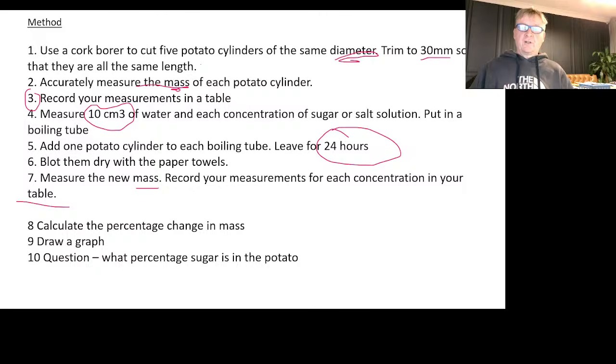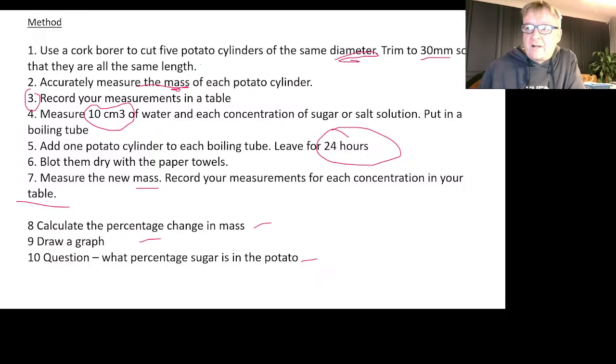To finish it off, you've got to tell them what you're going to calculate, what you're going to draw, and then what the conclusion could be. Calculate the percentage change in mass. Draw a graph. Question: what percentage sugar is in the potato. Now I'll run through that one in a second.